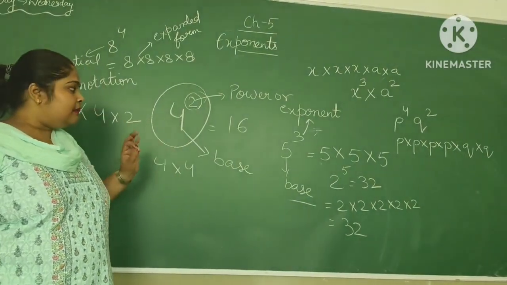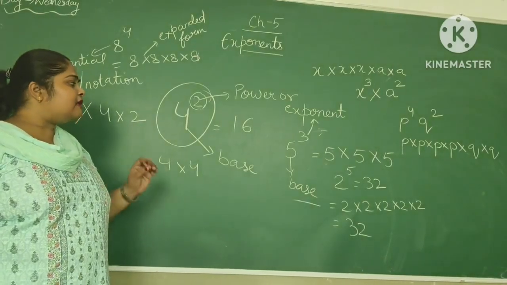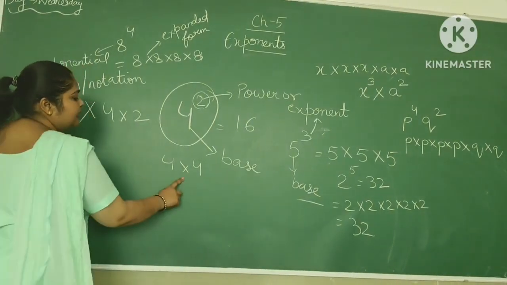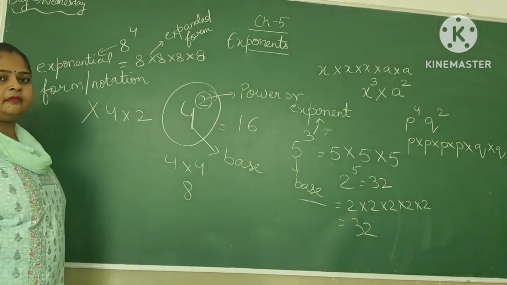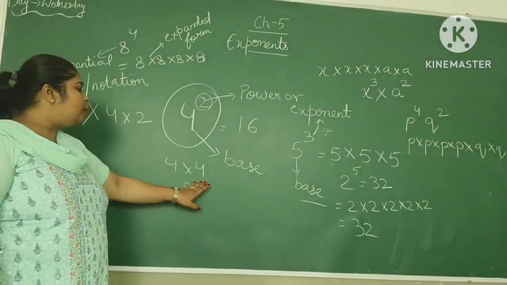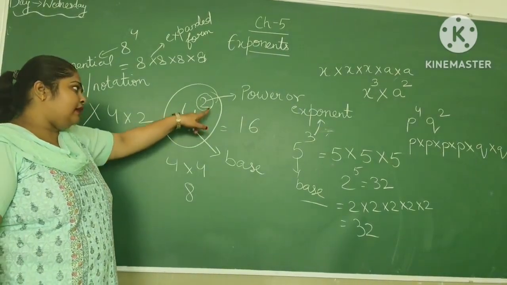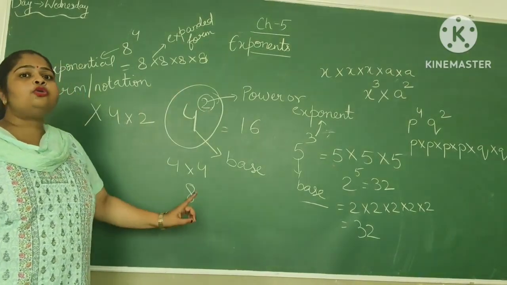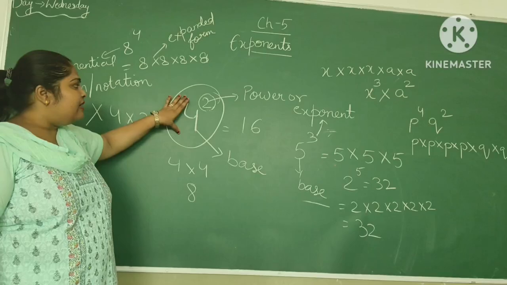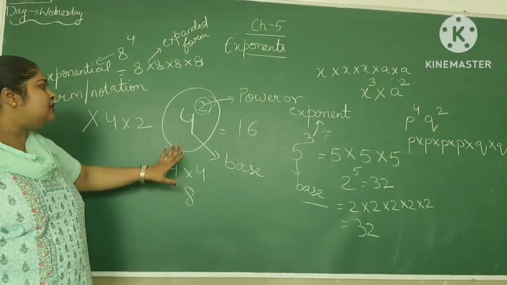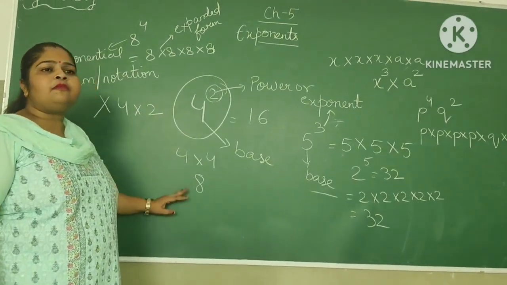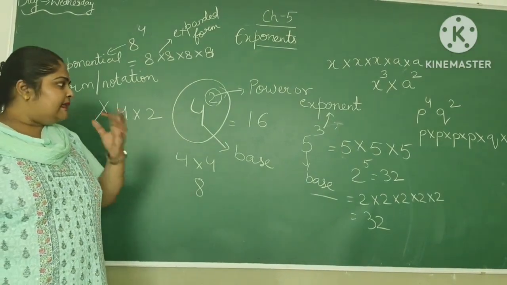Now, here is the main point where children make mistakes. Without multiplying, they write 4 multiplied by 4 as 8, because they think 4 to the power 2 is 8. Don't make this mistake. Whenever the question comes in exponential notation, just write it in expanded form, then multiply.